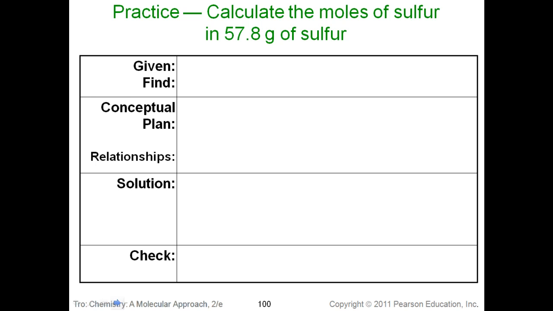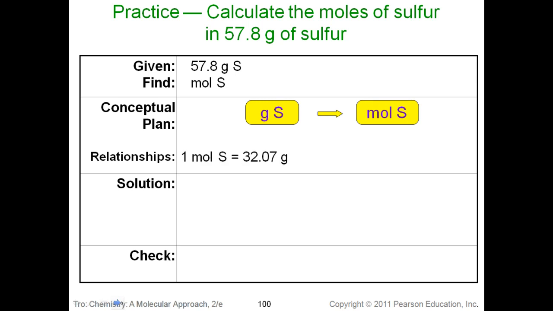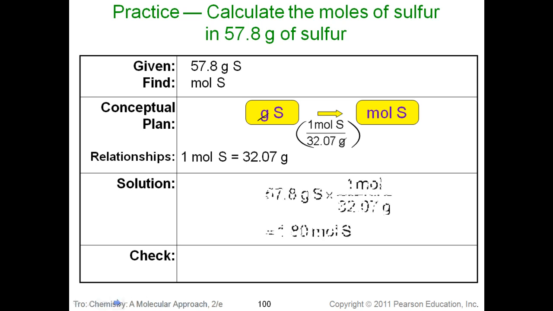Well, it's actually the same type of problem. So we write down what's given, 57.8 grams of sulfur. We are trying to find the moles of sulfur. The conceptual plan is to convert grams of sulfur to moles of sulfur. We look at the periodic table and we find that 1 mole of sulfur is 32.07 grams. We use that equality to make this conversion factor, and we want the grams in the denominator, so they will cancel out and leave us with moles of sulfur. That's what it would look like.